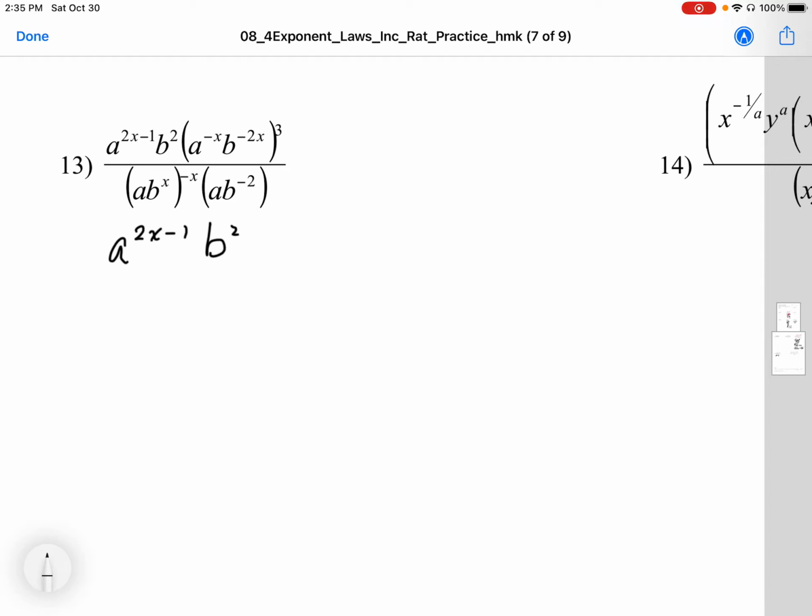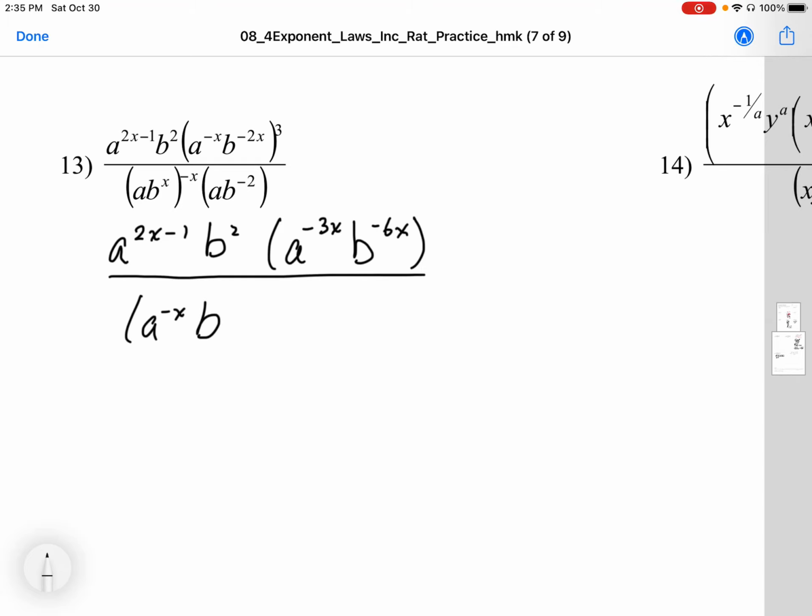I'm going to apply the exponent 3 onto the a to the power of negative x. And that's going to give me negative 3x. Power to power we multiply. We're going to end up with b to the negative 6x, power to power we multiply. Now in this case here, we are going to end up with a negative x, and then b, negative x to the power of negative x is negative x squared.